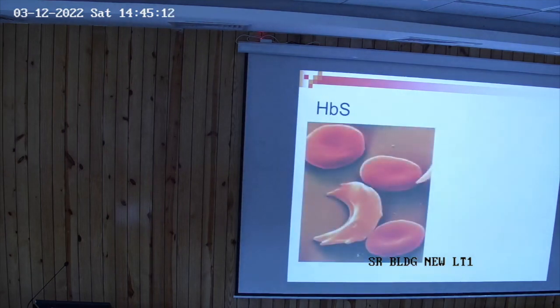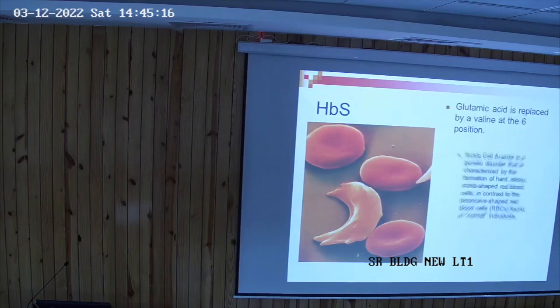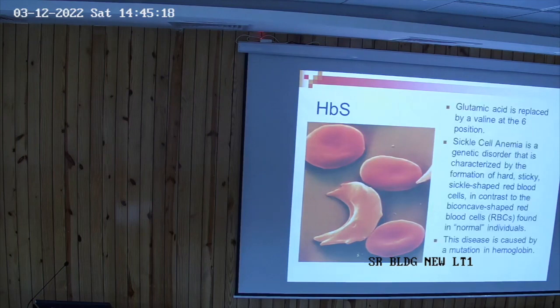Now this is sickle cell anemia. Okay. इसके ऊपर MCQ आता है. Glutamic acid is replaced by valine at the 6th position. Okay. What happens in the hypoxia condition? What is hypoxia? When there is a decrease in the oxygen concentration at tissue level. So when there is hypoxia, what will happen?